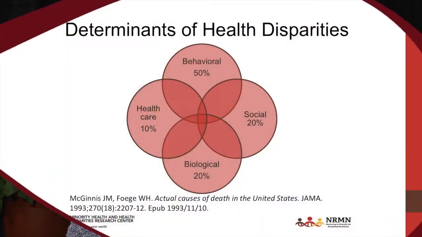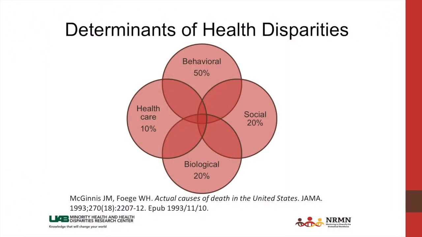So now that we see that there are more burden of disease in the South, what are some of the causes of health disparities? So health disparities is not due to one cause. There are several determinants of health disparities. 50% of these determinants are due to behavioral lifestyles of individuals, 20% due to social and economic factors, and 10% due to healthcare system and access to healthcare. And only 20% are due to biological factors.